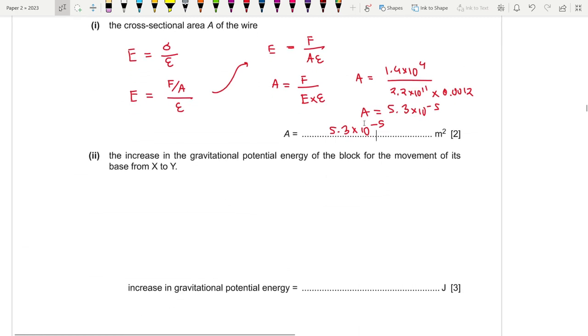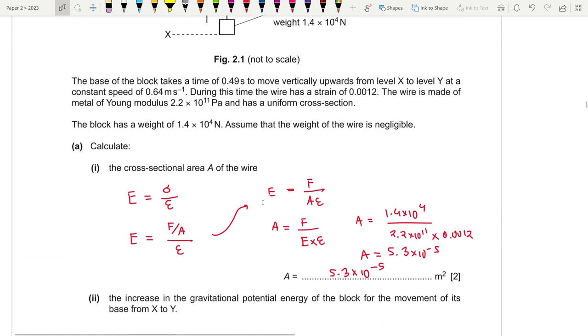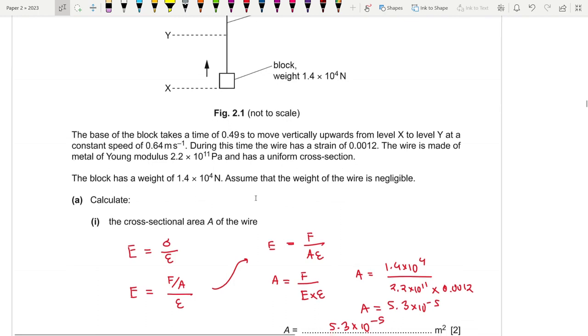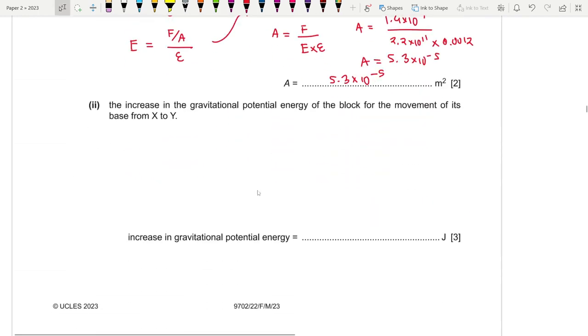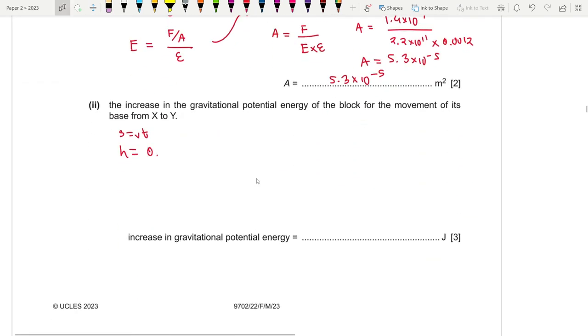Now, the increase in the gravitational potential energy of the block for the movement of its base from x to y. So what's the distance x to y? We don't know that, but we do know the speed and time taken. So basically, we know that for constant speed, s is equal to vt. So h is equal to 0.49 times 0.64. That's the distance moved or the height obtained.